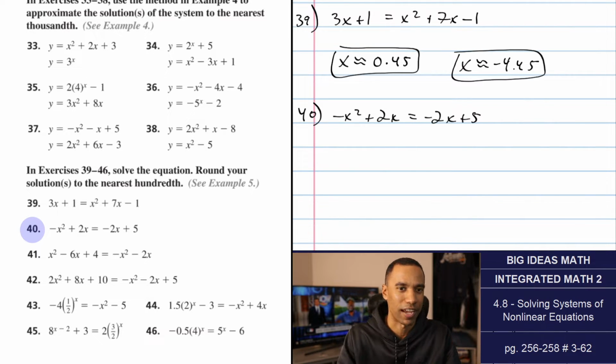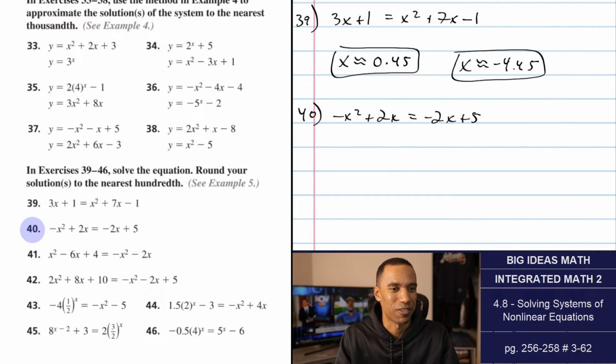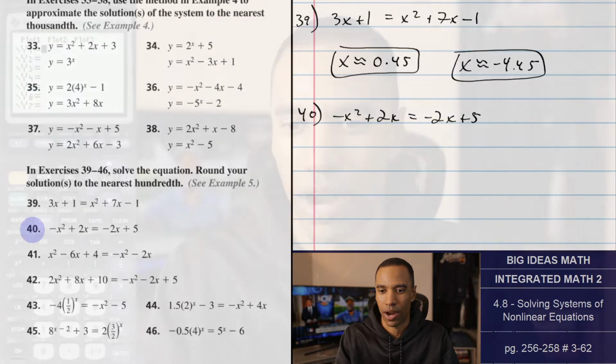I was trying to see if it's factorable. It's not. Sorry, I was going to say I can tell you these answers already. Okay, graphing calculator. Let's go. We're going to graph y equals negative x squared plus 2x. We're going to graph y equals negative 2x plus 5.